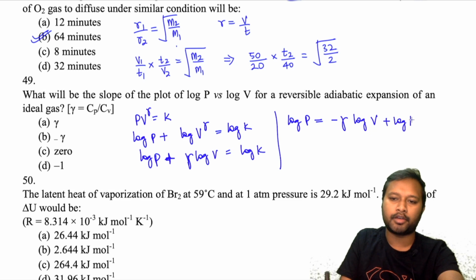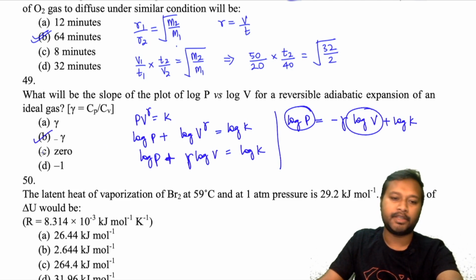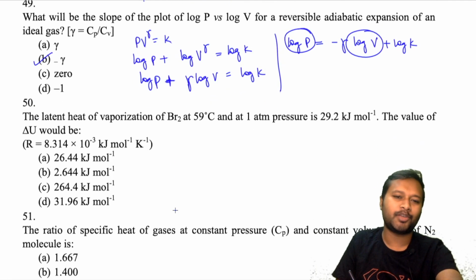Now since you are plotting the graph between log P versus log V, the slope is going to be minus gamma. Option number B is the correct option. Let's go to the next one then.